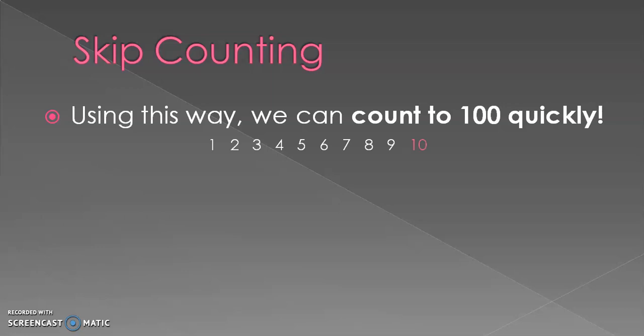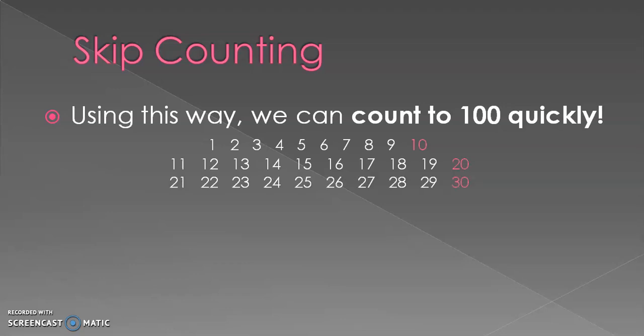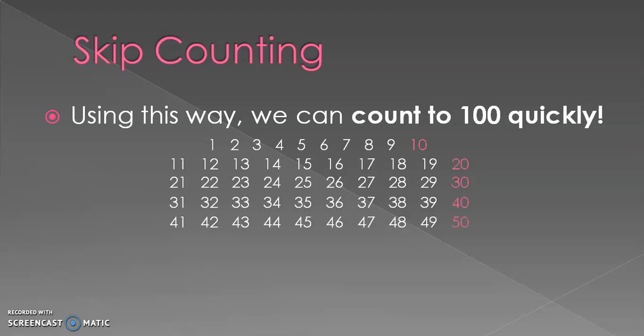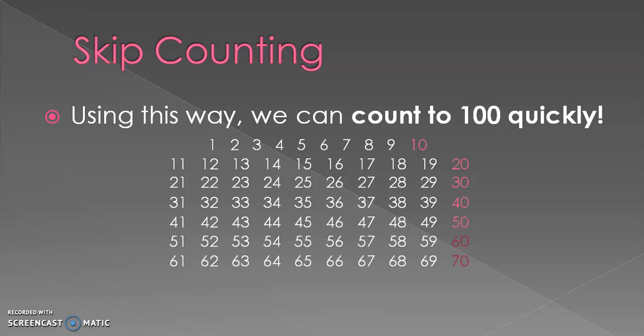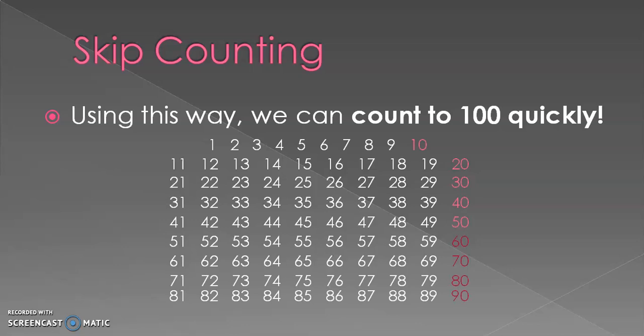Then we skip for the next 10 numbers and we go all the way to 20. From 20, we skip another 10 numbers all the way to 30. From 30, we skip all the way to 40, and another 10 numbers to 50, another 10 to 60, another 10 to 70, another 10 to 80, another 10 to 90, and then another 10 to 100.